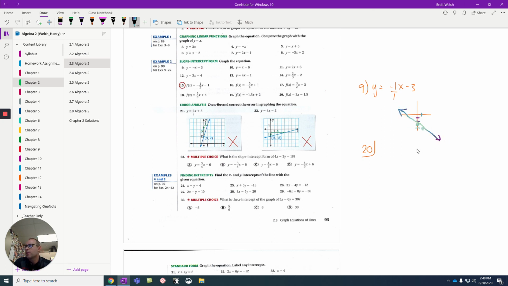Keep in mind I'm using anything but a straight edge. This is not a very pretty line. All right, number 20, so there's our graph. I mean, that's all we're doing.